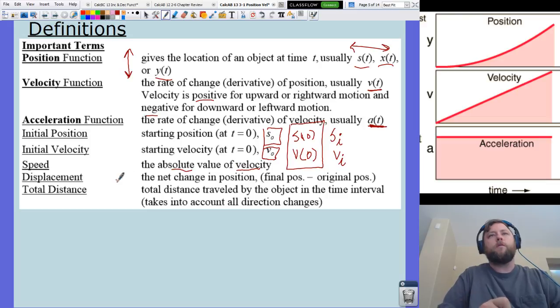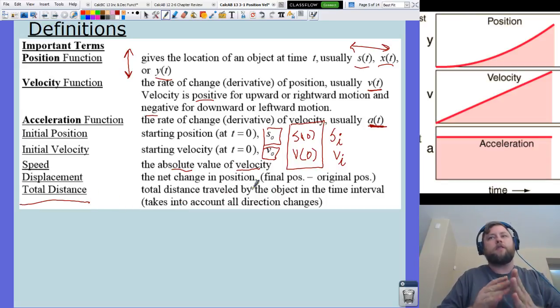Now displacement is your net change. So it's where you started and where you end. If you start at home and you do a walk around your neighborhood and come back, at the end of that your displacement's 0 because you didn't change your position by the end. But you did walk around, and to account for that, we sometimes call that the total distance. So it's the total distance you traveled.